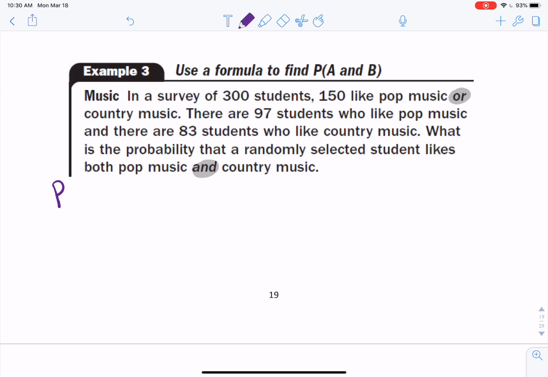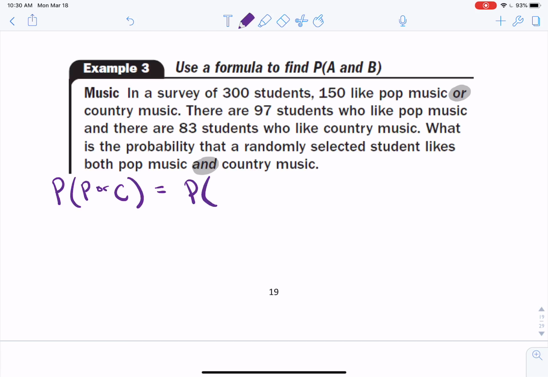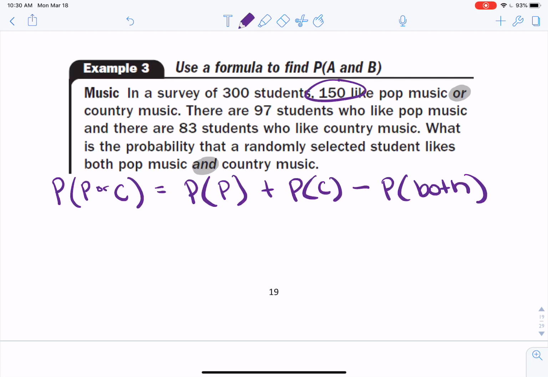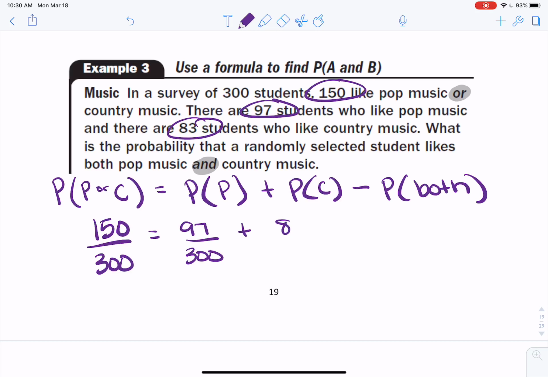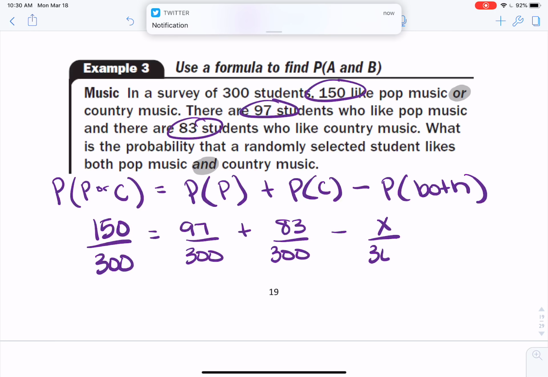So our formula looks like this, the probability of A or B. So I'll put pop music or country music is equal to the probability they like pop music plus the probability they like country music minus the probability that they like both, which is what we want to know. So it says up here 150 students like pop or country. So that's 150 out of 300. 97 students like pop and 83 students like country minus both of them, which we don't know.